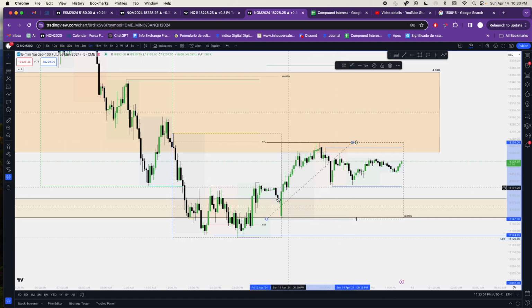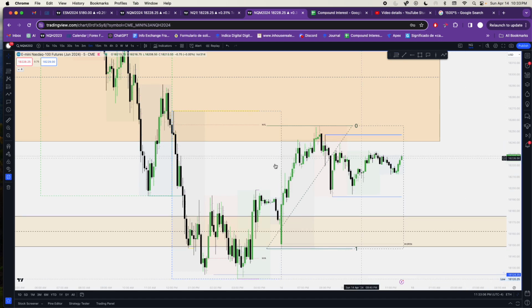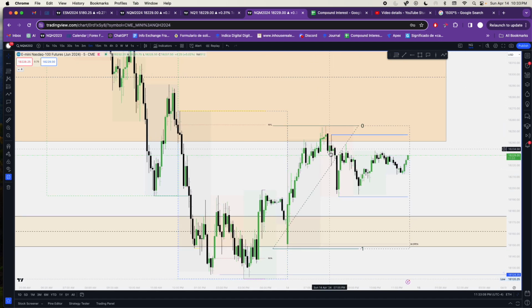So say that we're just running up, running up, running up. We need a change of state delivery to even validate this optimal trade entry range.